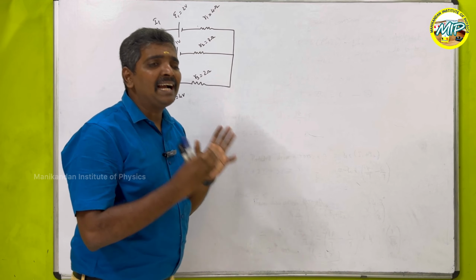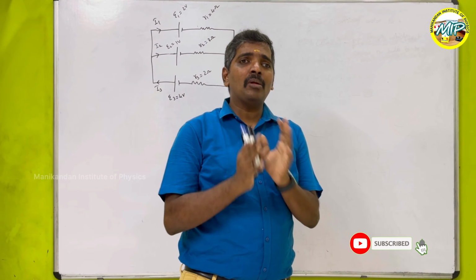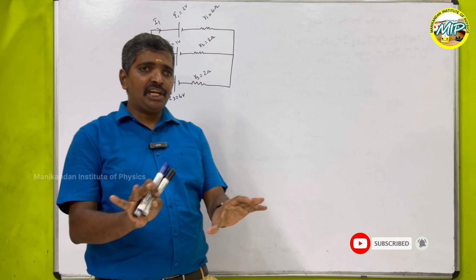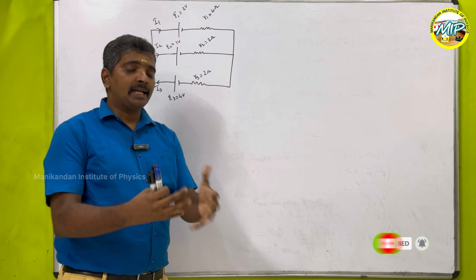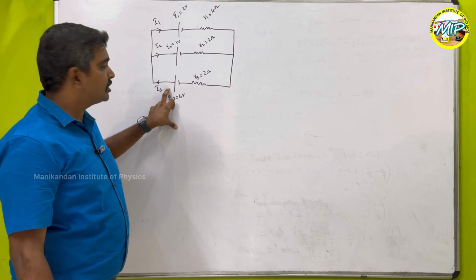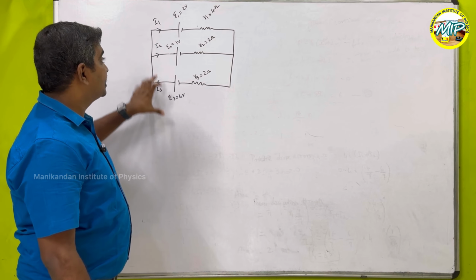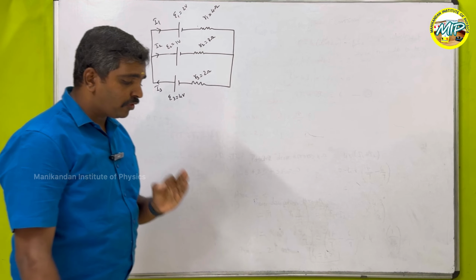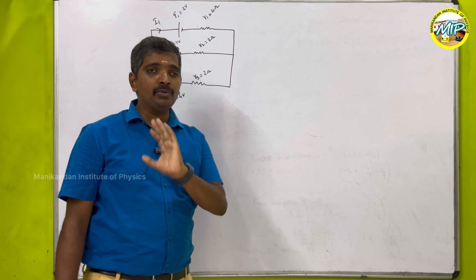In this problem, the current direction is given in the problem itself. So we need not change anything, right? We need not predict the direction of current. The current is leaving from the higher potential cell, and I3 is given through the 2 ohm. So my target is to find I1, I2 and I3 using the Kirchhoff loop rule.